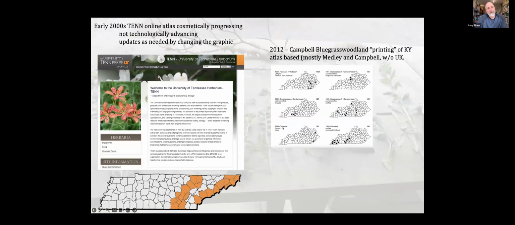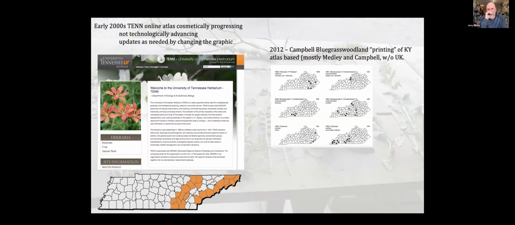In the early 2000s, the UT Knoxville Tennessee Herbarium Online Atlas was progressing cosmetically, but not technologically. In fact, today it's still available, and it still functions under that same framework, kind of old technology, filling in counties and then resaving the images on the website. I'm sure all of you are familiar.